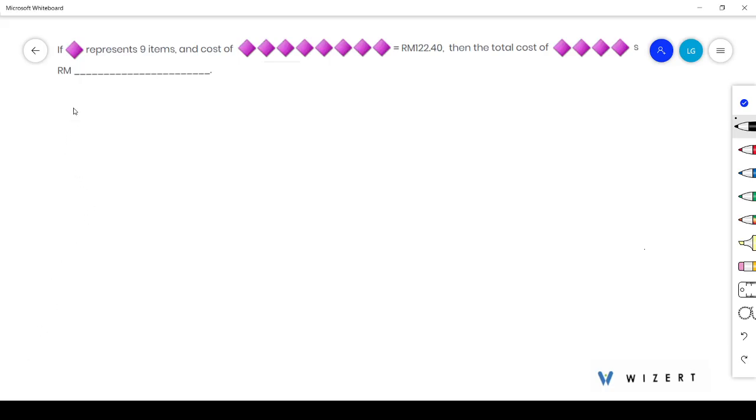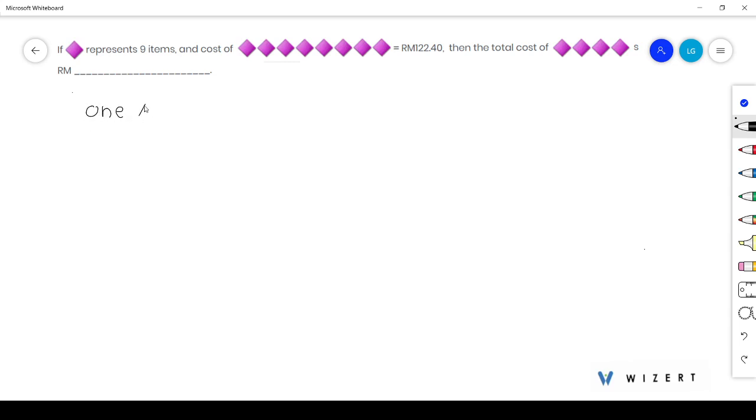Our question is, if one diamond represents 9 items and the cost of 8 diamonds equals 122.40 RM, then what is the total cost of 4 diamonds in RM?